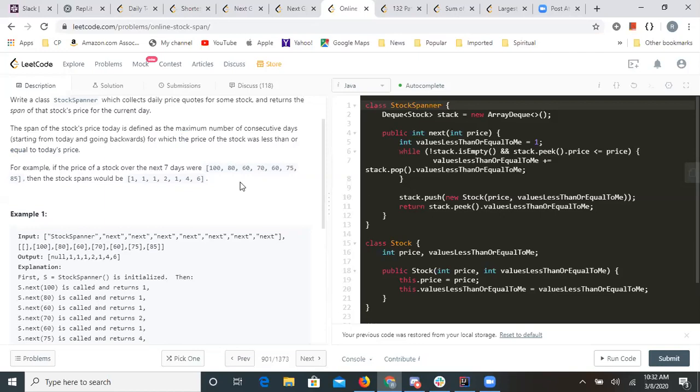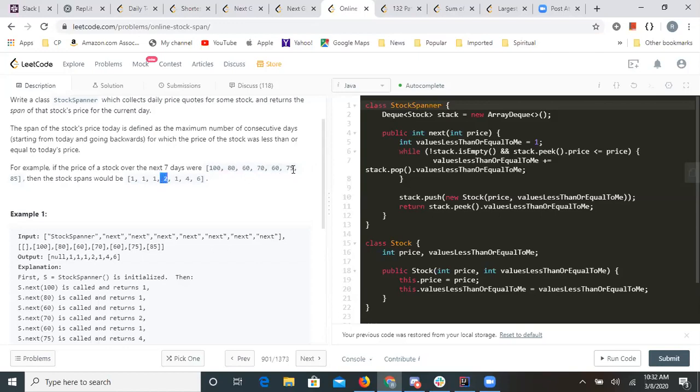So for example, for 100, there is no backward, so just one. For 80, was there any value towards its left which was smaller than 80? Actually, there was none, so it's just one. Answer for 80 was one. For 60 also, if you look towards left, there was no day when the value was less than 60, so still one. For 70, there is one value towards left, which is 60, which is also smaller than 70. But then next value is 80. So we can say the stock span is 2 days.